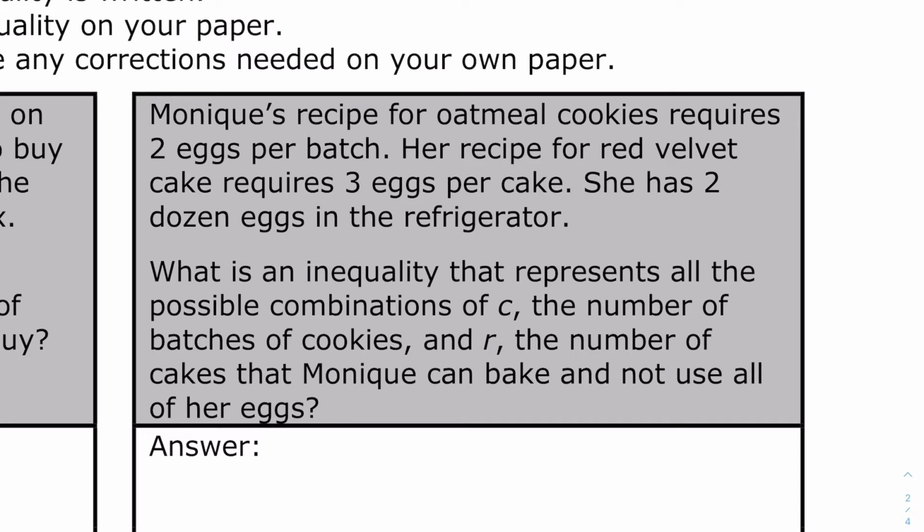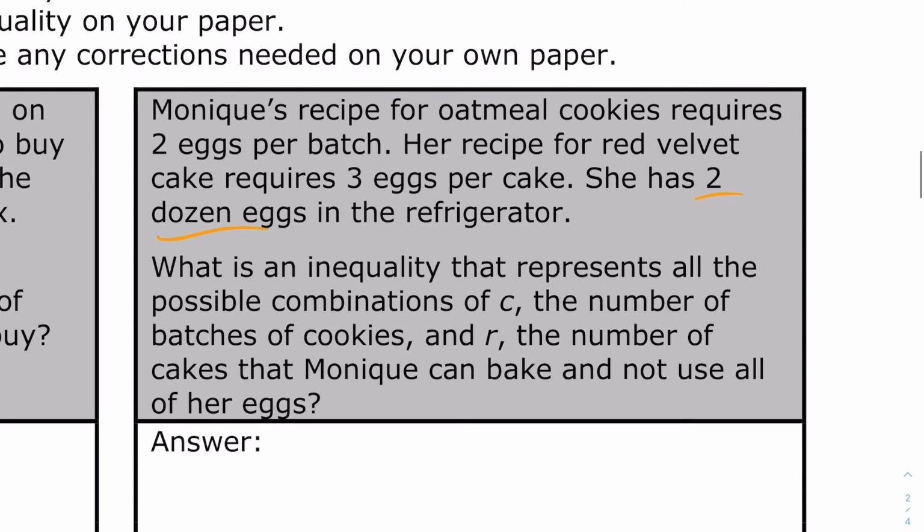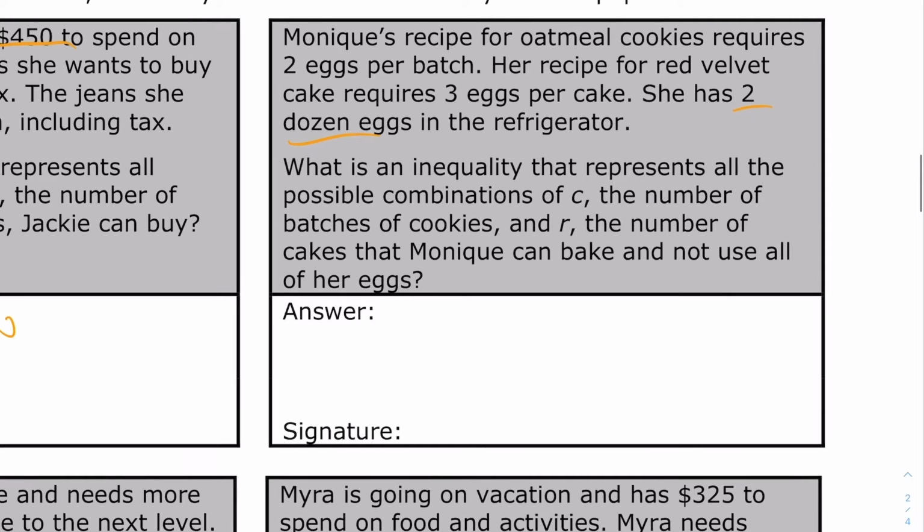The first thing we need to fill in is this 2 dozen eggs in their fridge. That's going to be our limit. Everything else has to be less than 24 eggs. It's 24 because 2 times 12 makes 24. We're going to write the inequality that represents all the combinations of C, the batches of cookies. So that's one variable, C for cookies.